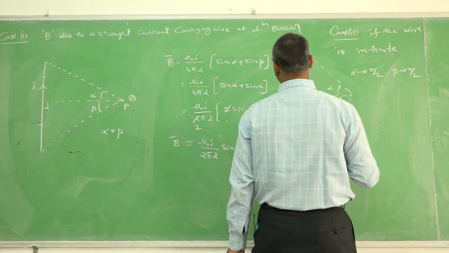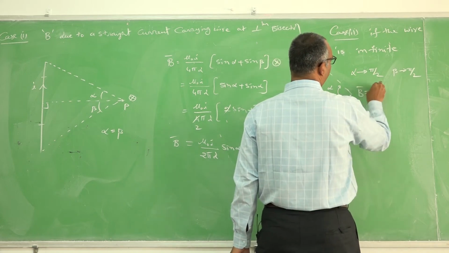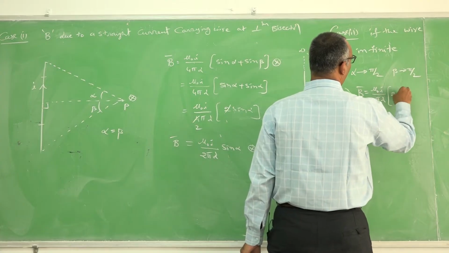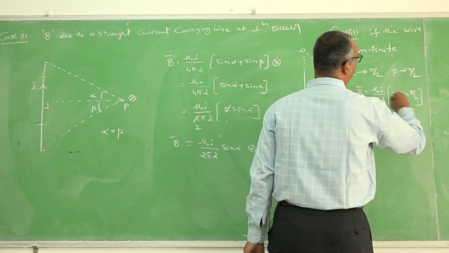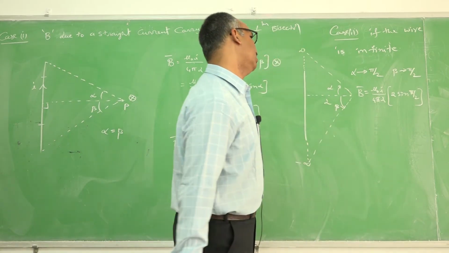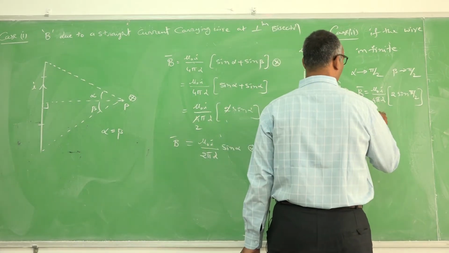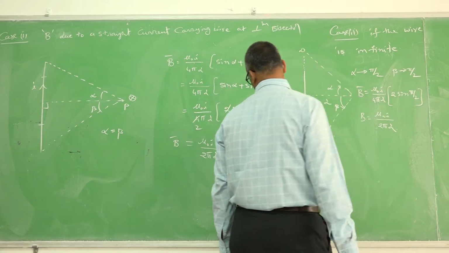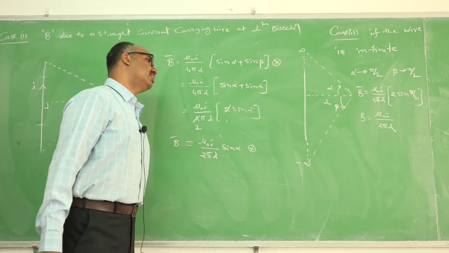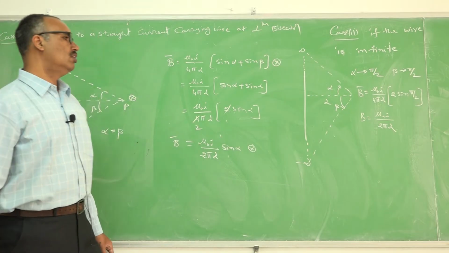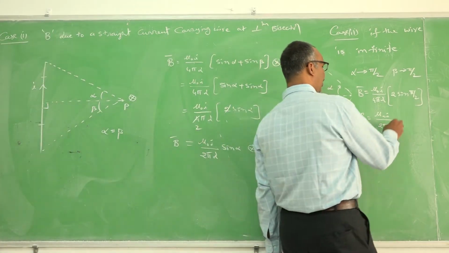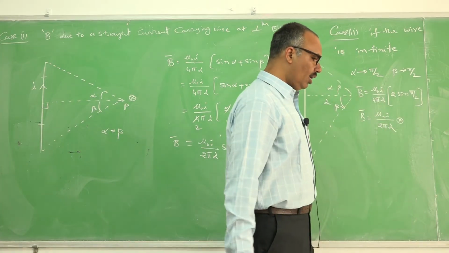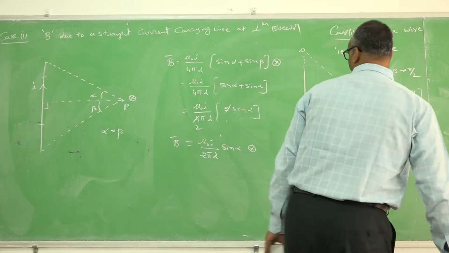Now, B is given by mu naught I by 4 pi d into 2 sin pi by 2. Sin 90 is 1. So, answer is B is equal to mu naught I by 2 pi d. Mu naught I by 2 pi d is the value of magnetic field due to infinite wire at a distance d from the conductor.